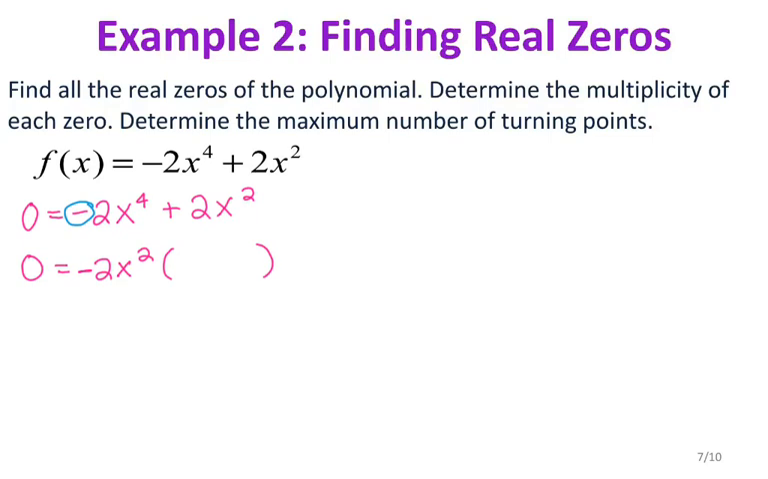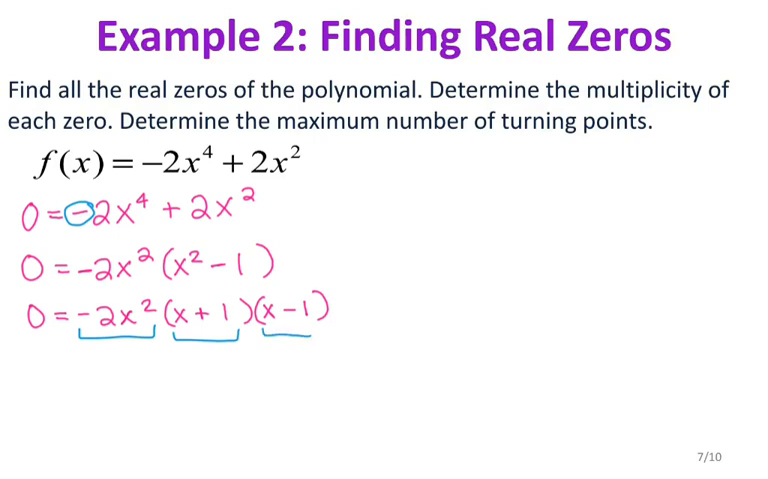So from here, when I take out a negative 2x squared from negative 2x to the fourth, that leaves me with x squared. When I take out a negative 2x squared from positive 2x squared, that leaves me with negative 1. And then x squared minus 1 is one of your special cases for factoring. It's a difference of squares, so that factors to x plus 1 and x minus 1. Once your polynomial is fully factored, you are going to then find the zeros.